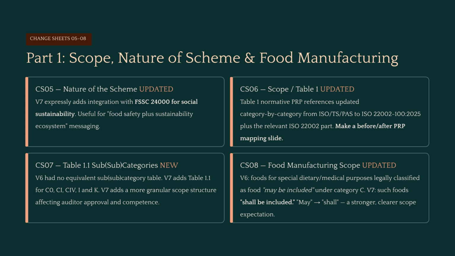When scope is unclear, audit preparation becomes harder, documentation becomes inconsistent, and the risk of nonconformity increases. By making the language more direct, version 7 reduces uncertainty and improves consistency across the scheme. This also means organizations must review product definitions carefully. A food safety manager can no longer assume that a borderline product is outside scope unless the legal and scheme definitions support that position. Version 7 pushes organizations toward better legal awareness, better classification discipline, and more precise internal decision-making.